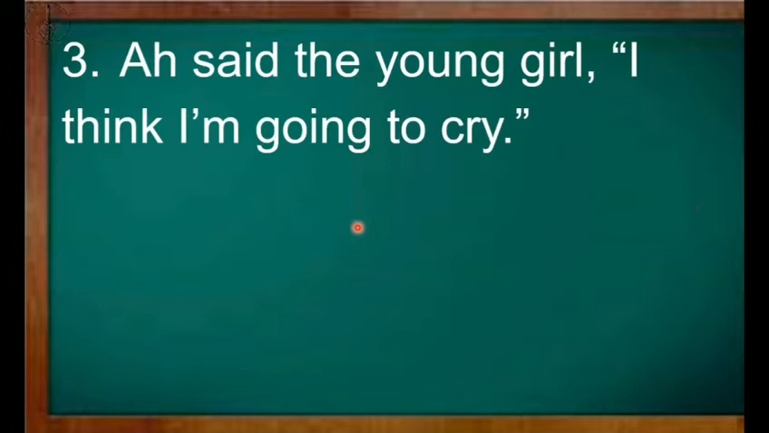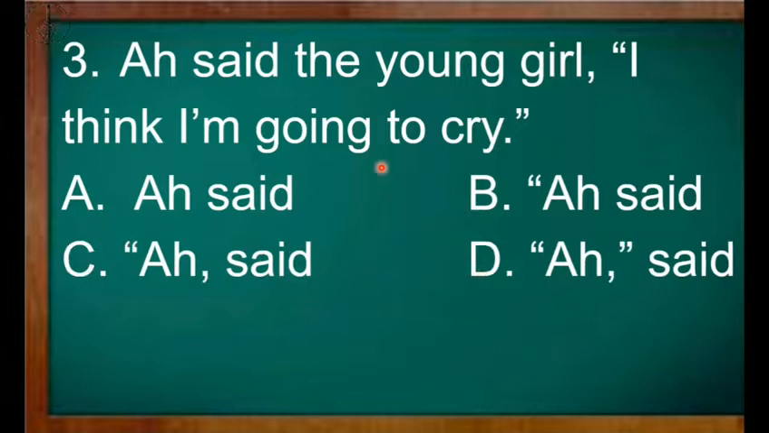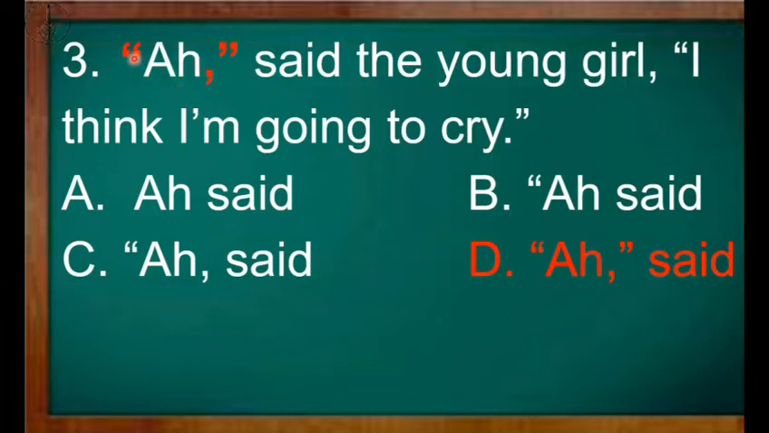Okay, number 3. Ah, said the young girl, I think I'm going to cry. Now, we have here option A, option B, option C, and then option D. If we are going to analyze carefully the sentence, the phrase ah here is just an expression of surprise. So the answer should be letter D, and it should be like this. We have a quotation mark here, and then after the expression ah, we have comma, and then quotation mark here.